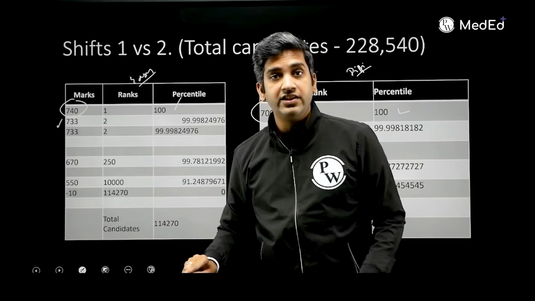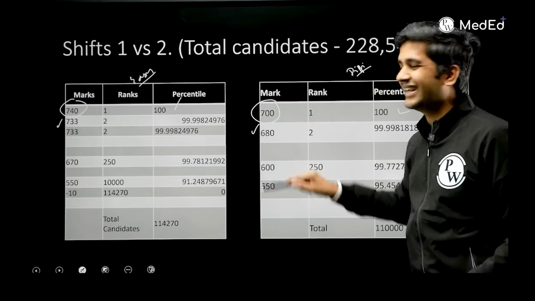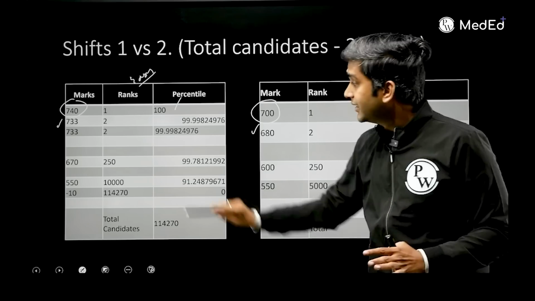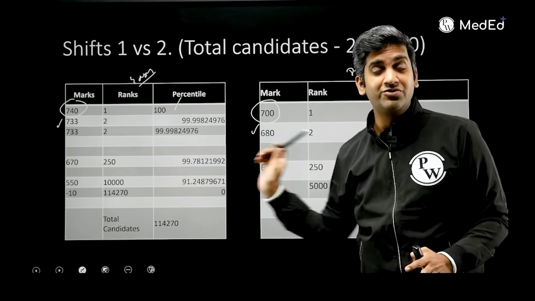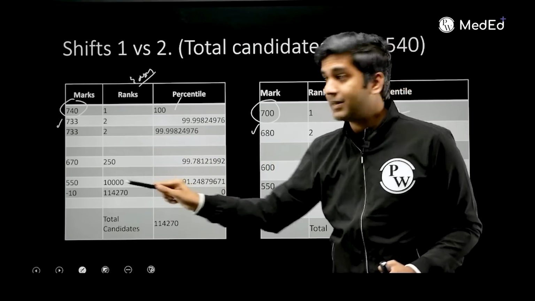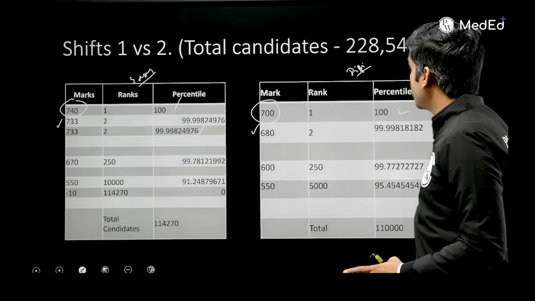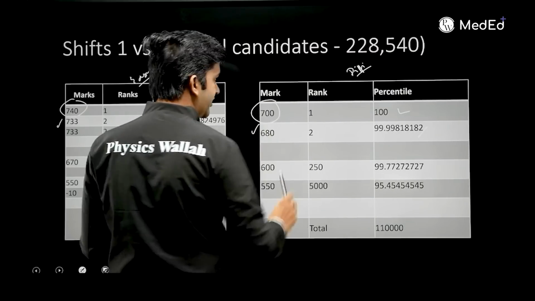Second rank is 733. I'll just assume second rank is 680, just for random numbers. There's a huge difference here, right? Close to 53 marks are different here. But still, the percentile will almost be the same, right? There's a slight difference here if you notice.